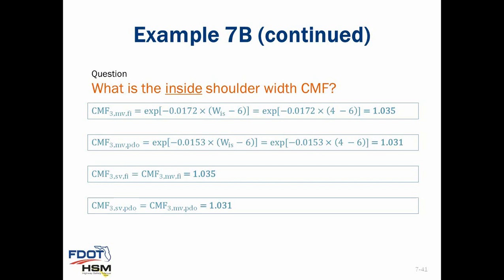You may recall from slide 37 that the CMF equation for fatal and injury crashes is equally applicable to both multiple vehicle and single vehicle crashes. Now, this relationship is shown in the third box from the top of the slide, where the CMF value for the single vehicle fatal and injury crashes is shown to equal the 1.035 that we already computed. Now, for similar reasons, the CMF value for single vehicle PDO crashes is equal to 1.031, which is shown in the box at the bottom of the slide.